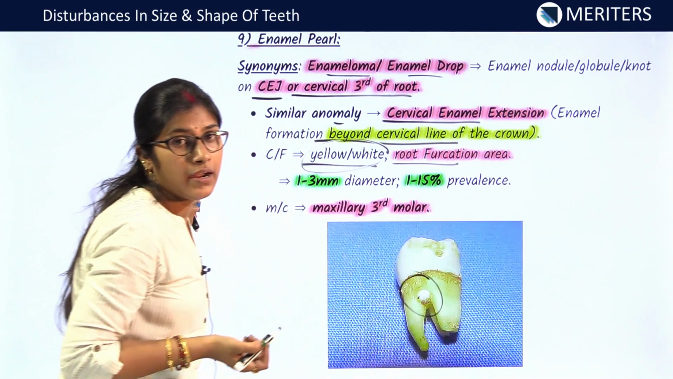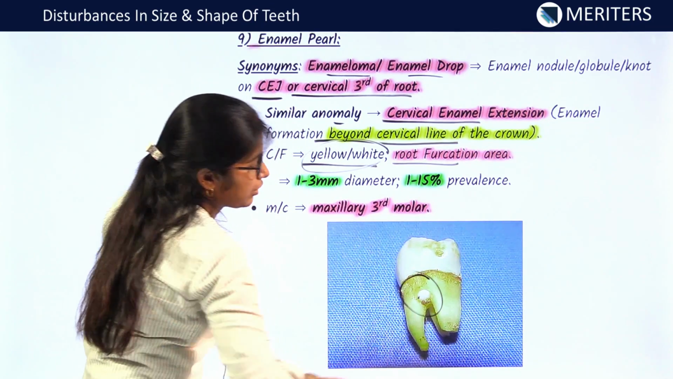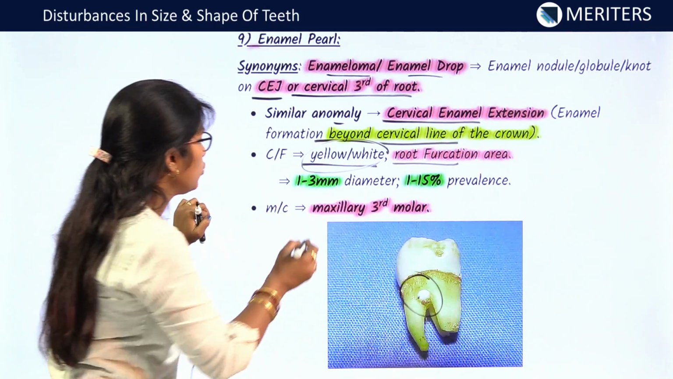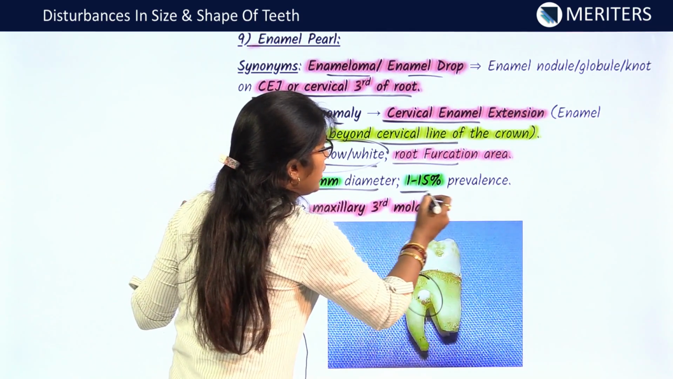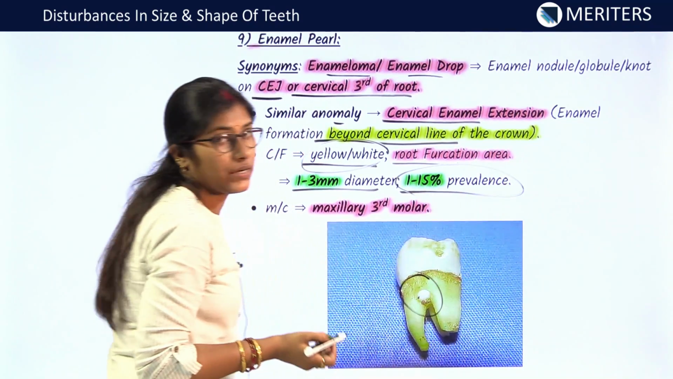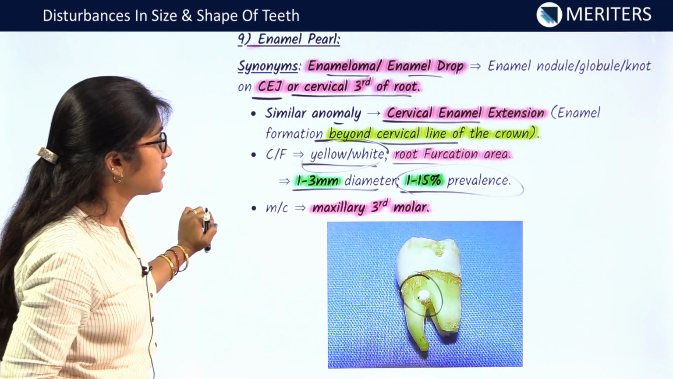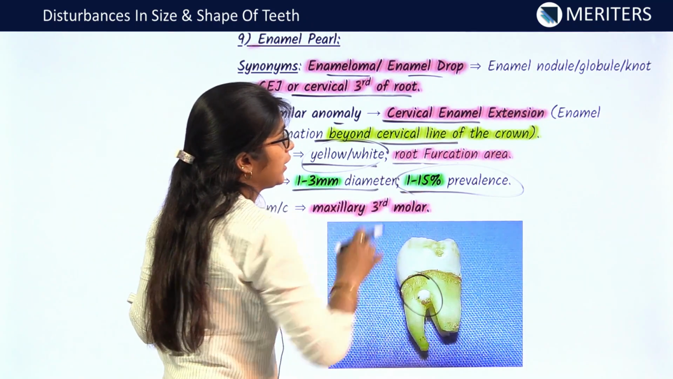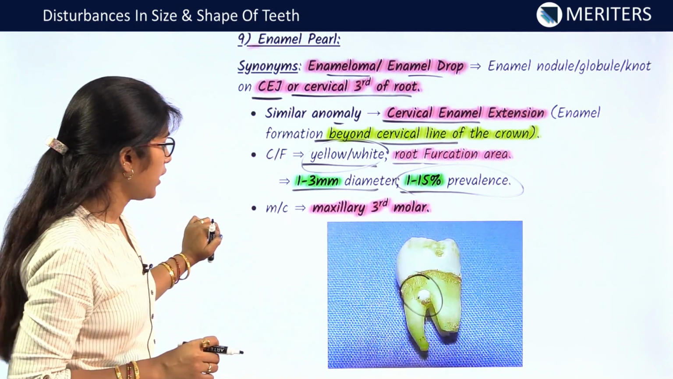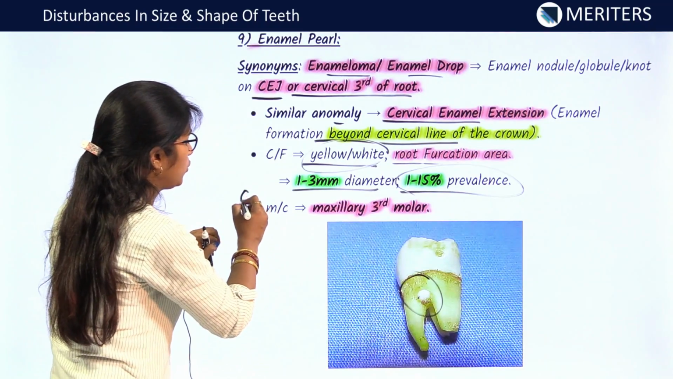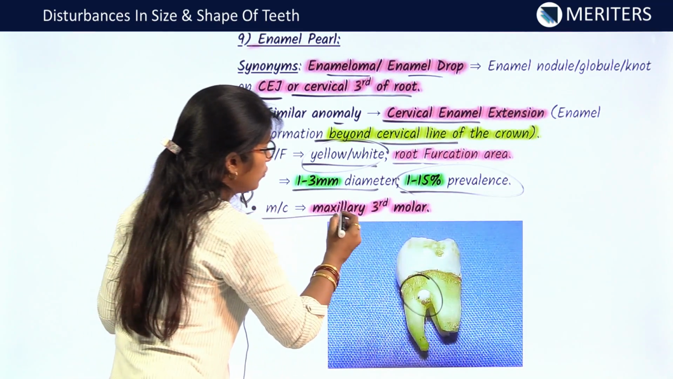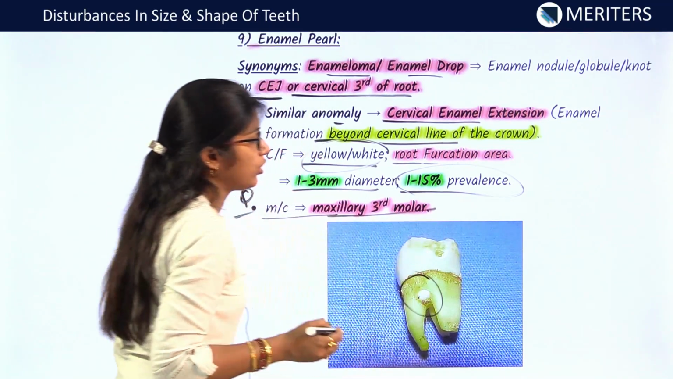Now clinical features, see, it will be yellow or white in color. It is present at the root furcation area, 1 to 3 mm diameter and prevalence is 1 to 15%. Okay, so important things are its location, root furcation area, important thing. Okay, and most commonly affected tooth, maxillary third molar.